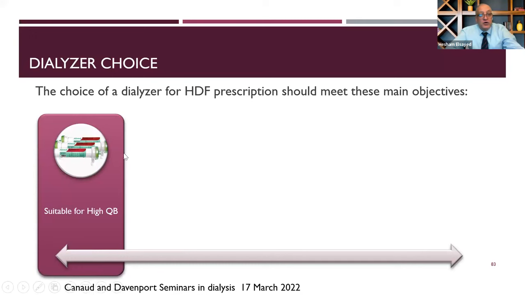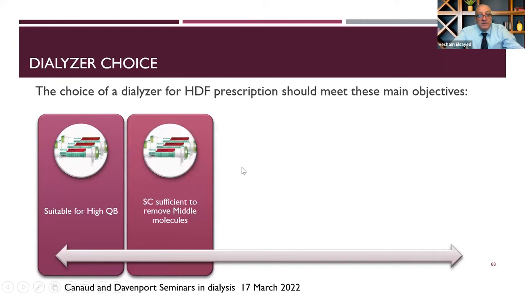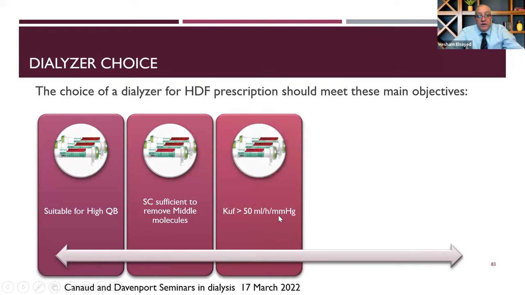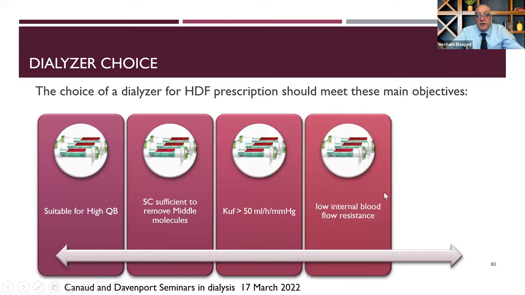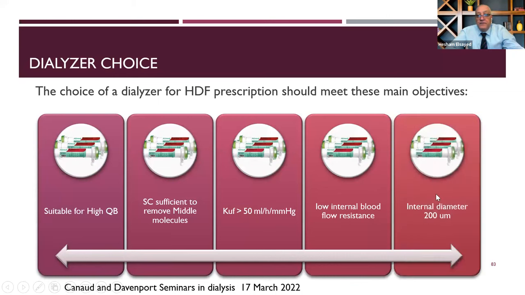So you have to use a suitable sieving coefficient sufficient to remove middle molecules, KoA above 50 mL per minute per millimeter of mercury, low internal blood flow resistance, a wider dialyzer is better, and an internal diameter of 200 micron.